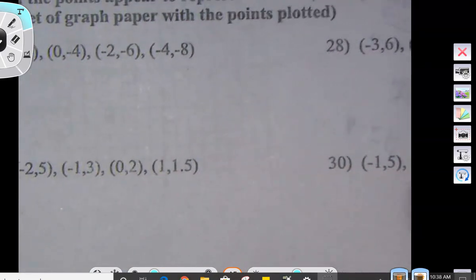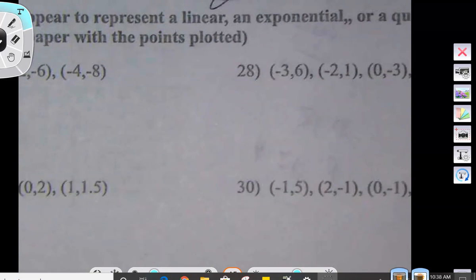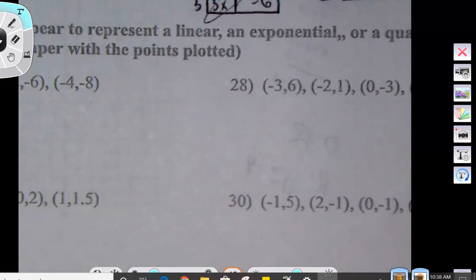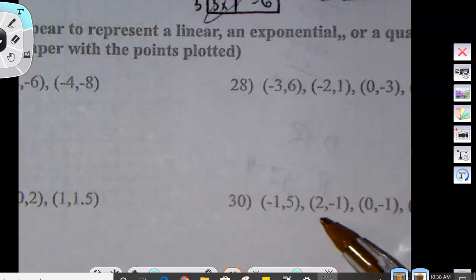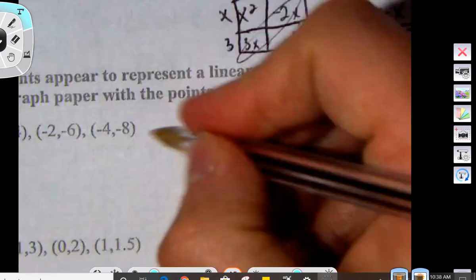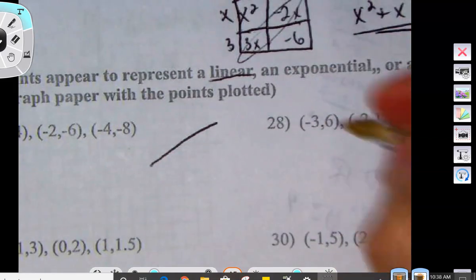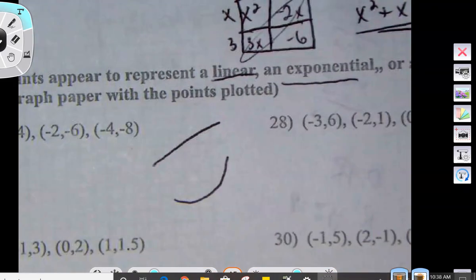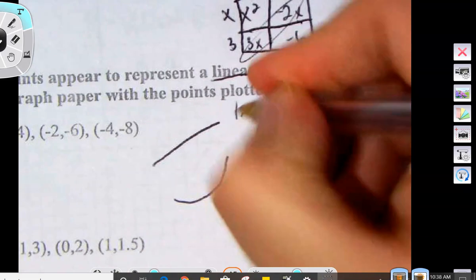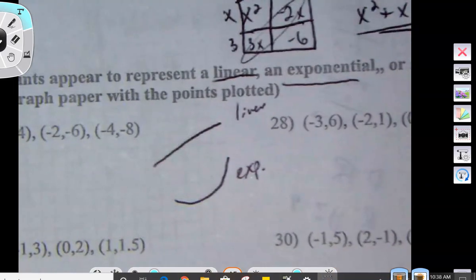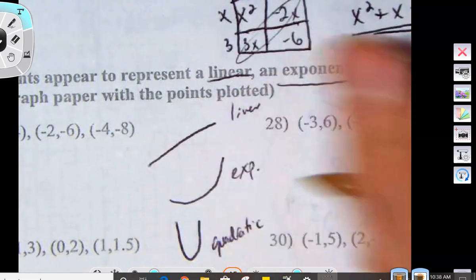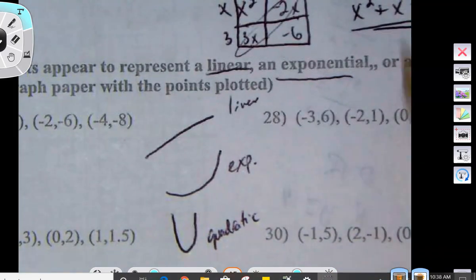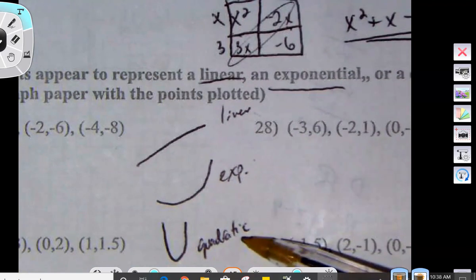Okay, then for 27, 28, 29, and 30, you want to put these on some graph paper. That's like what we did and you submitted on Google Forms for homework 48, I believe it was. So graph the points and figure out: is it linear, so is it in a straight line? Is it exponential, that curve? Or is it quadratic, our whole parabola? We're graphing those points and figuring out what shape it is: linear, exponential, or quadratic.